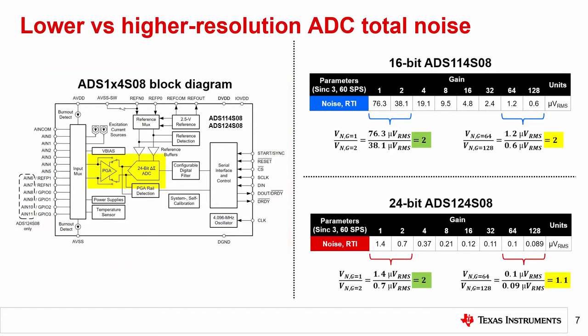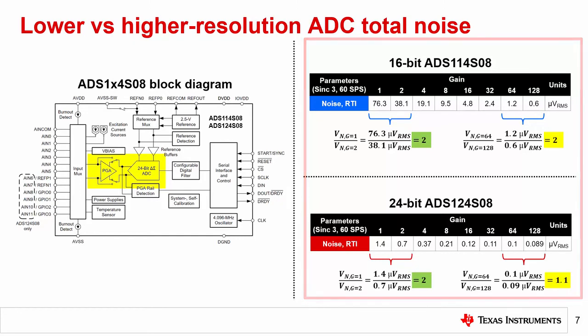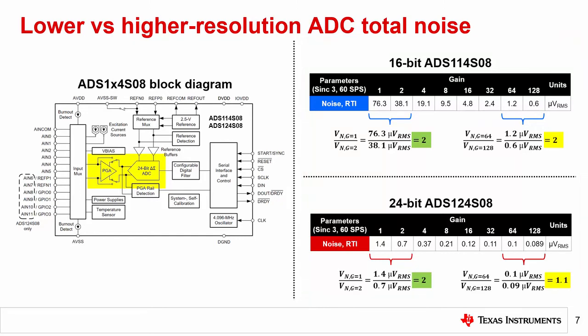This makes it very easy to see the effect ADC resolution has on the overall system noise as gain is applied. On the right, there are input referred noise tables for each device, with the 16-bit ADC on top and the 24-bit ADC on the bottom. The noise shown here is measured at a data rate of 60 samples per second using the Sync3 filter, though the same analysis applies to other combinations of settings as well.